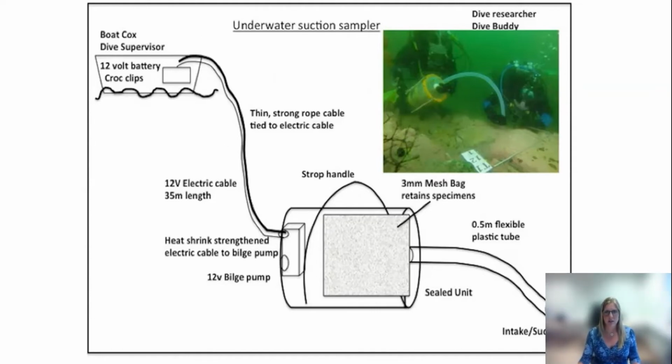So this suction sampler, as you can see on the slide, was designed and made especially for this piece of research. The diagram gives a good overview, but in short, the suction sampler was powered by a 12-volt battery in the boat, and a bilge pump at the back of the suction sampler sucked the water through a hose with a 3 millimeter mesh bag that collected all the animals that were sucked up. So a form of gentle underwater hoovering, if you like.